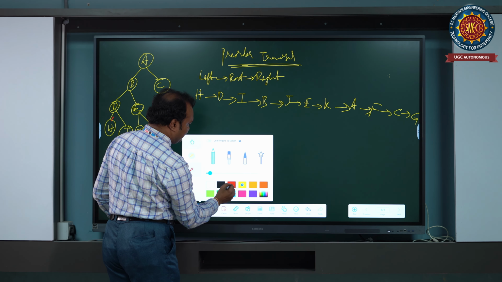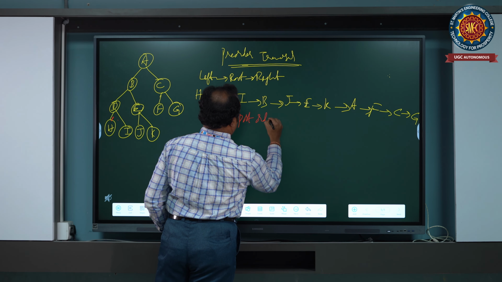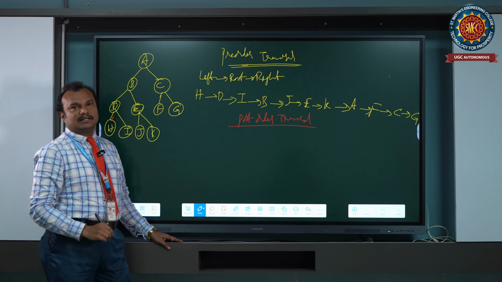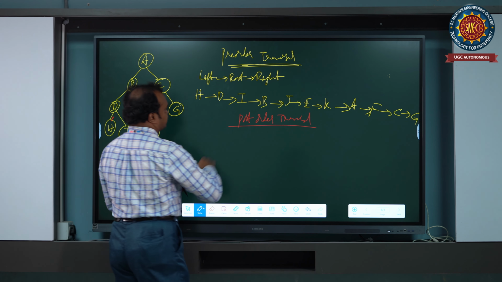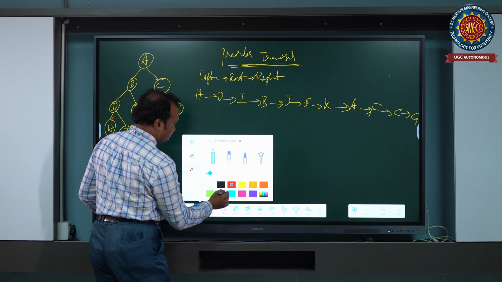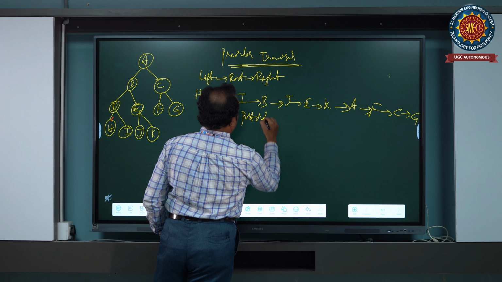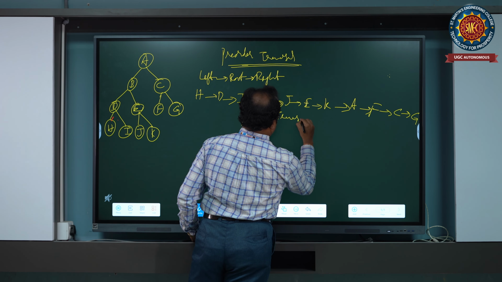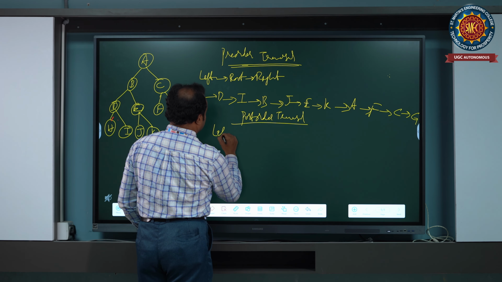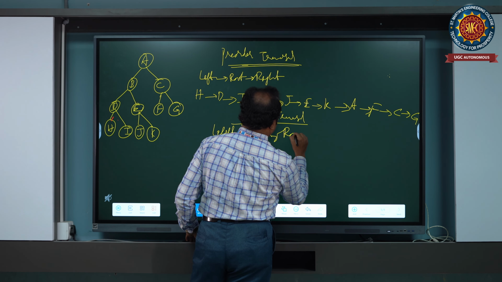So post-order traversal. The visiting order in the post-order traversal will be left child, right child and root node.